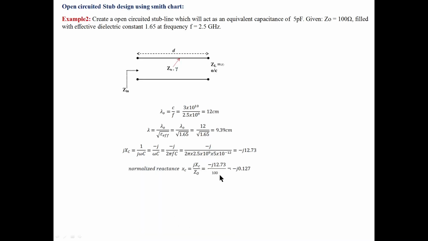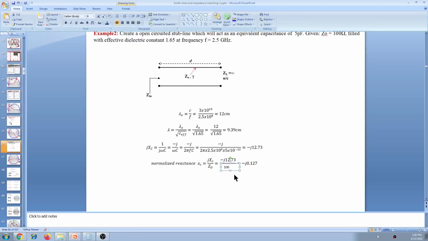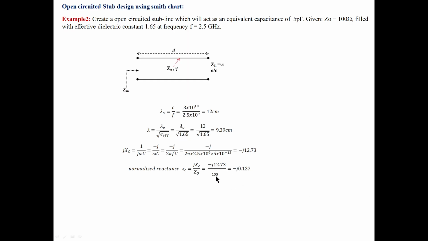Okay, it is 100 here. 100 means divide this by 100, we will be getting 0.127. So normalized reactance is 0.127. To get this minus 0.127, what is the length of the line? But it is open circuit here, that you should be careful.